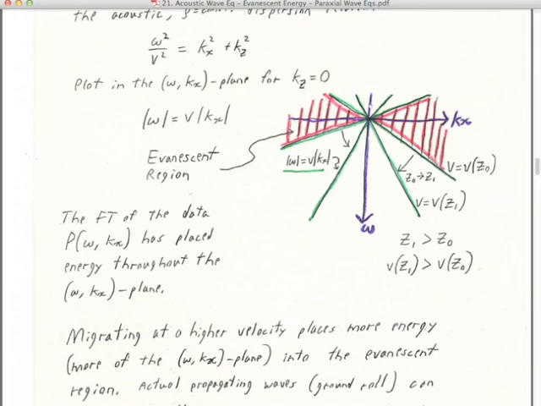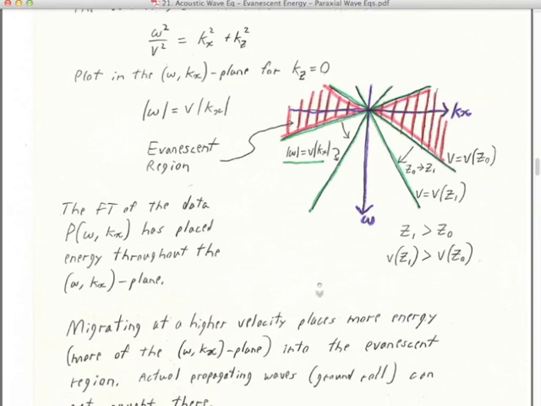Now, one thing that we have no doubt about is that we take a real data set and we 2D Fourier transform it into the kx and omega domain. There's going to be energy everywhere here. Now, I should give you the tools to plot that out, but haven't done that. That is left as an exercise to the student. But you'll see that any real data set is going to have energy all through this whole plane. So the Fourier transform of the data, P of omega and kx, has placed energy throughout the omega and kx plane.